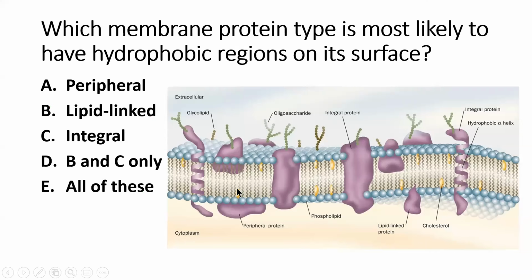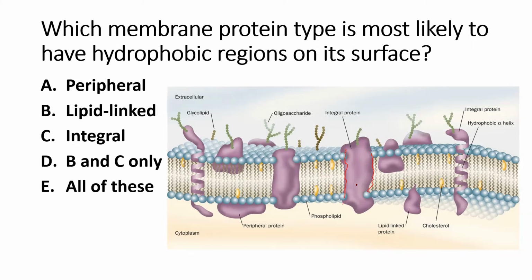Okay. So for our last question, which membrane protein type is most likely to have hydrophobic regions on its surface? So I'm asking about the surface. Let's say we have this integral membrane protein, for instance. We're talking about on the outside. So which one is most likely to have hydrophobic regions on its surface?